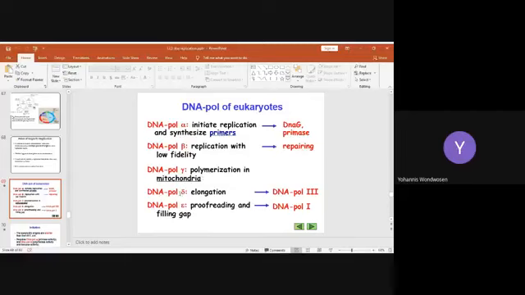DNA polymerase sigma can undergo elongation, and it has similar properties to what we can call DNA polymerase 3. DNA polymerase epsilon has proofreading and gap filling activity. That means it is like DNA polymerase 1. It has higher activity of the DNA polymerase epsilon subunit.